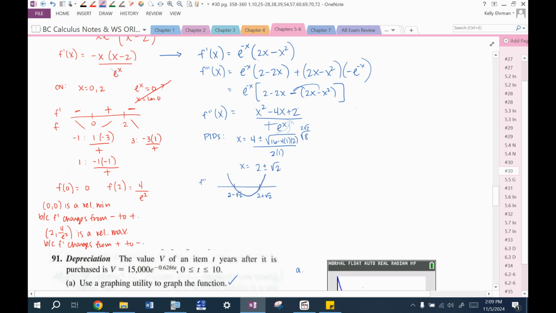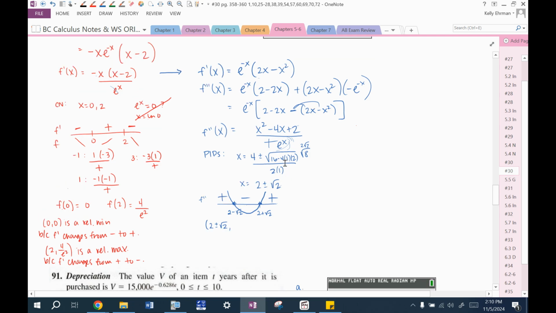This is not what the f double prime graph looks like. It gets divided by e to the x, but this does represent the sign changes, that it's positive, negative, positive. And that means there's a change in concavity at both of those values because the second derivative changes signs. I'm not going to simplify these ordered pairs at all. I'm just going to write 2 plus or minus radical 2.